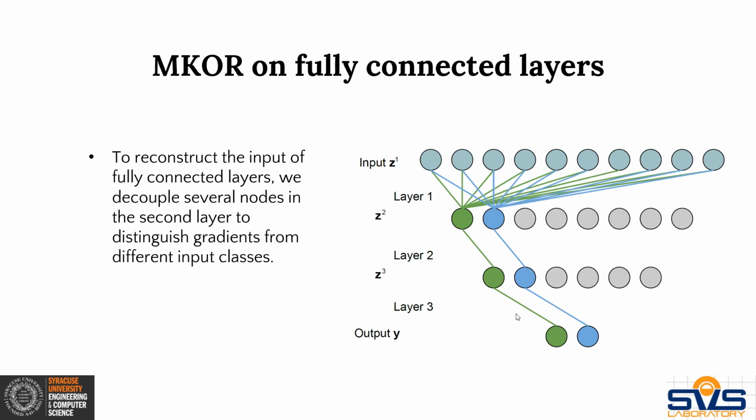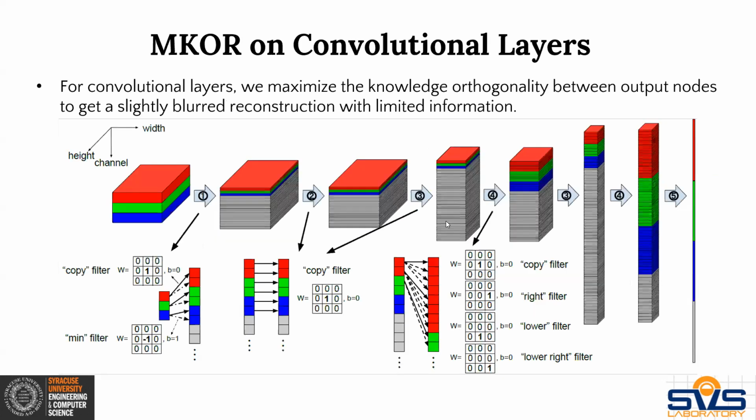Therefore, we may distinguish these gradients and reconstruct the input in each class, which is the gradient of the weights divided by the gradient of the bias. And of course, it's not the end of the story.